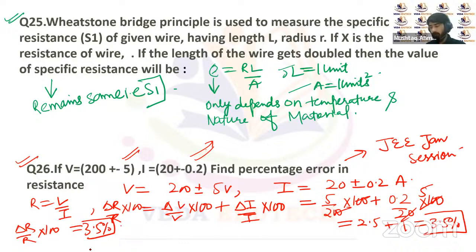So this is how we can calculate the percentage error in resistance if the data for the voltage V and the current I is given. This is how we can find the percentage change in resistance.